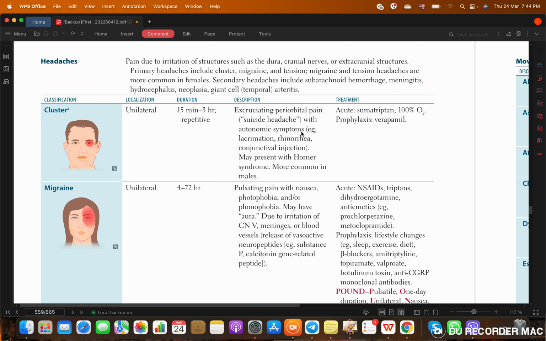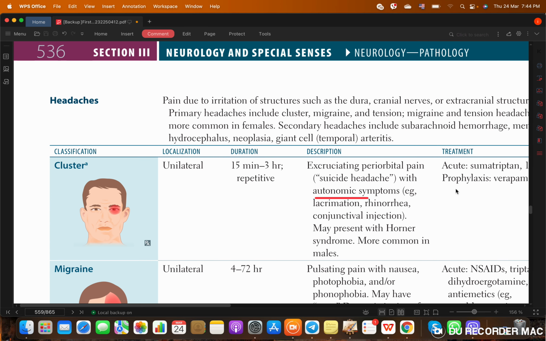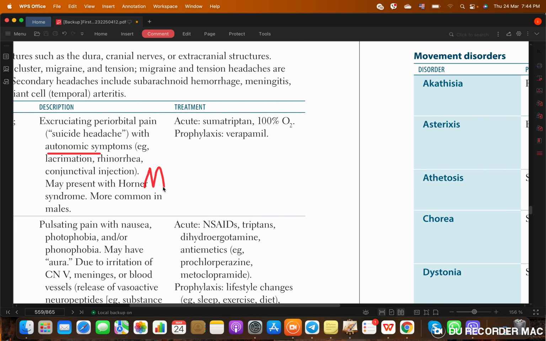With autonomic symptoms. This is super important because it's the only one between all of them that actually has autonomic symptoms. So the man will be crying, and rhinorrhea, which is his nose starts passing discharge, and conjunctival injection, in which his eye will be red. May present with Horner syndrome, which is the patient will have miosis, ptosis, and anhidrosis: small pupil, his eyelid drops, and he cannot sweat from his face.